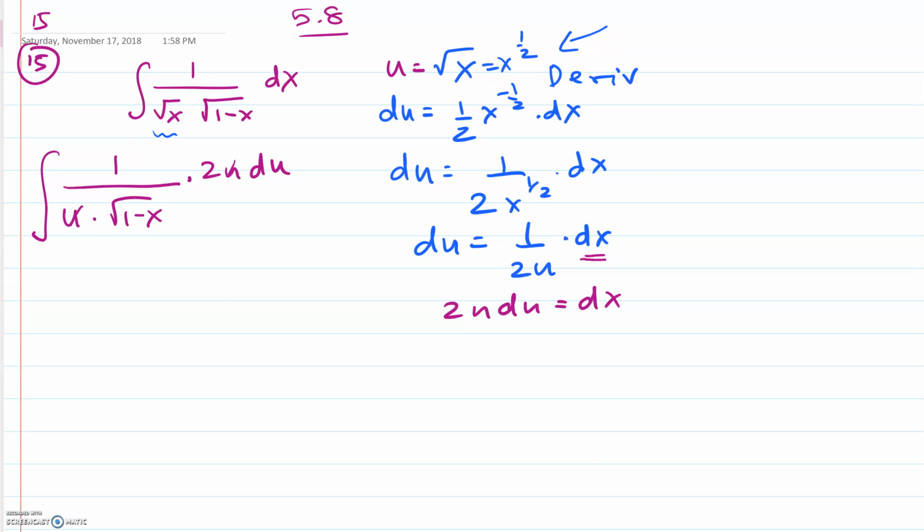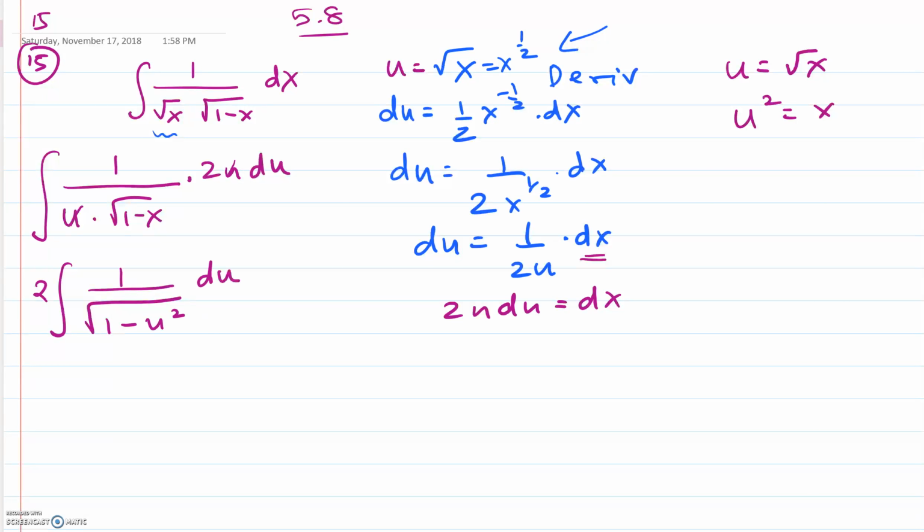So u cancels. We still have square root of 1 minus x because we want to convert the integral entirely with u as the variable. There should be no x in the integral. So we're going to go back to the relation between u and x. U equal to square root of x, and we want to get square root 1 minus x. So u squared equal to x, squaring both sides. So now we are ready to write this square root of 1 minus u squared. I will pull the 2 outside, du.